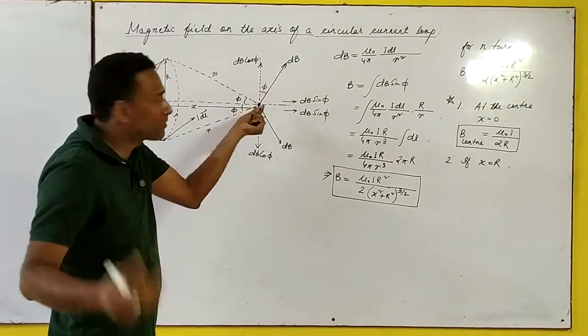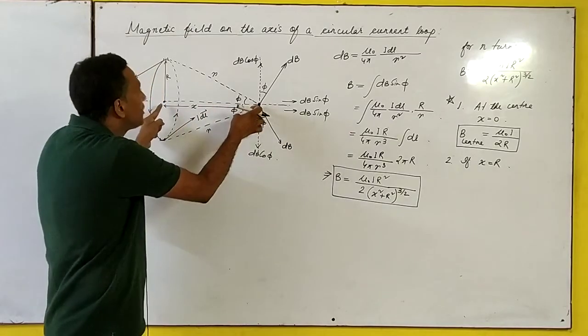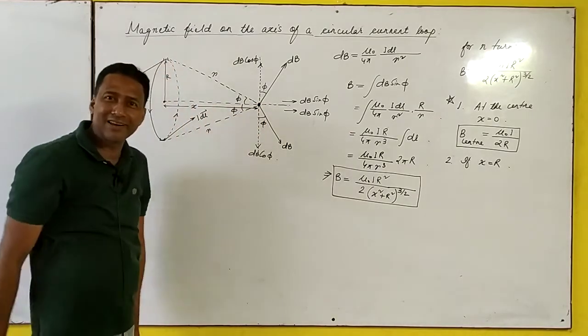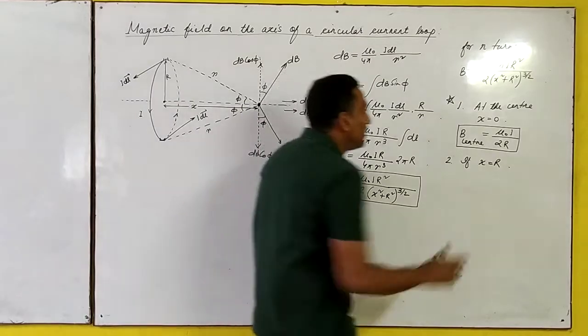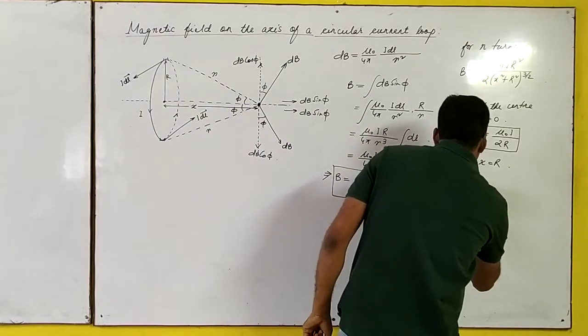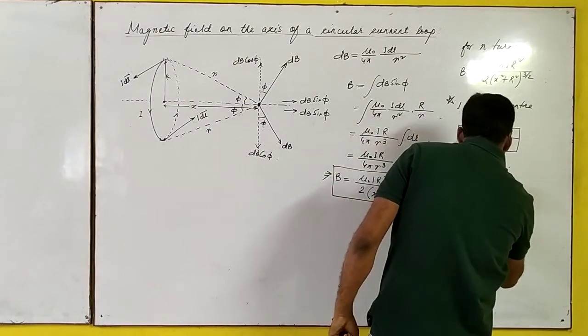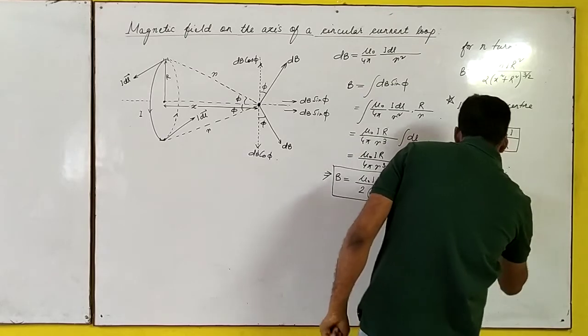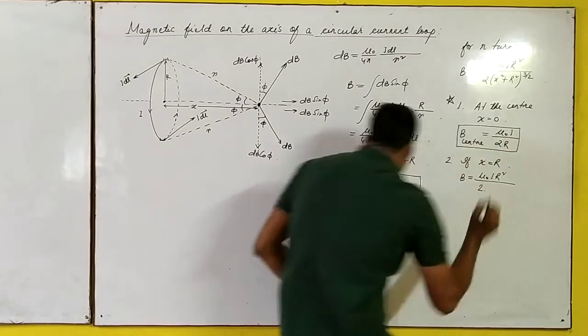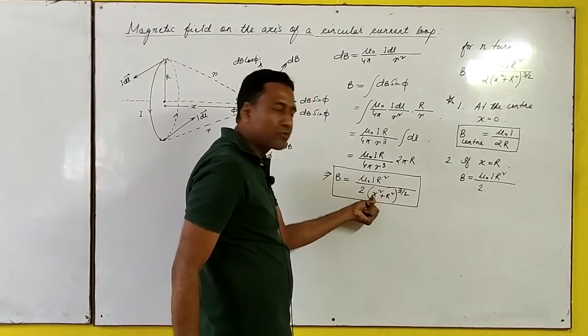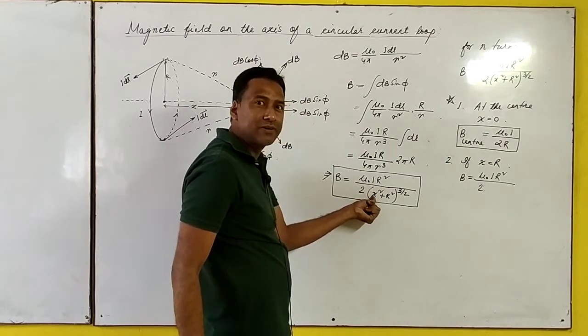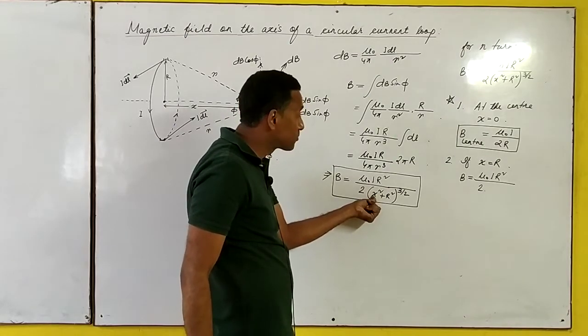Obviously, the point is the axial point. If the distance of the point is becoming the radius of the circle, then the magnetic field B is equal to what you put? It is mu naught I r square divided by 2 into (r square plus r square), which will become 2 into r square.